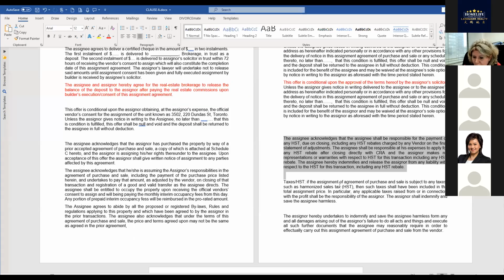Here, if the assignment of agreement is subject to taxes, then such taxes shall be included in the assignment price. Any applicable taxes arising in connection with the profit shall be the responsibility of the assignor. So here you have the two clauses. Can you see it? Okay. Yes, I can see it. Thank you.